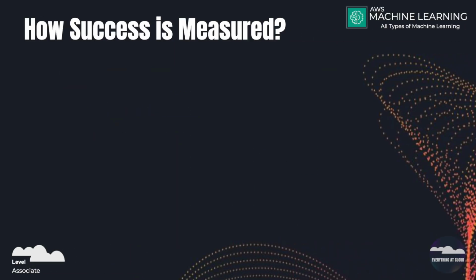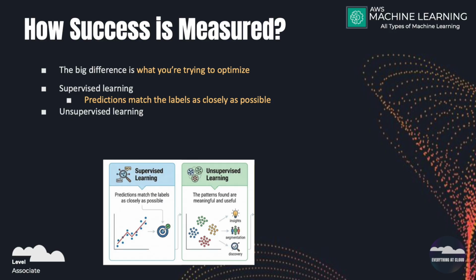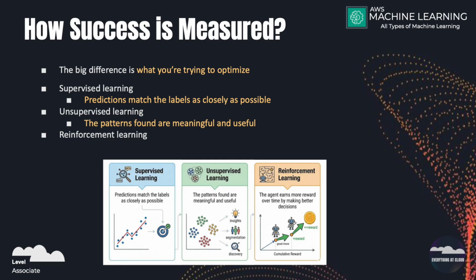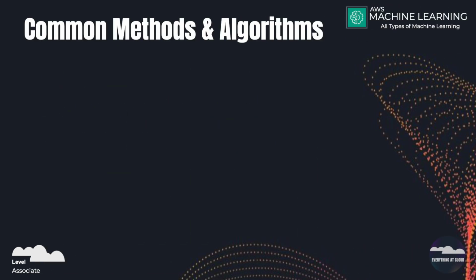Let's quickly compare how you even measure success across these three approaches. When you put them side by side, the big difference is what you're trying to optimize. Here's how success is typically measured. For example, in supervised learning, predictions match the labels as closely as possible. In unsupervised learning, the patterns found are meaningful and useful. And in reinforcement learning, the agent earns more reward over time by making better decisions. And once you know what you're optimizing for, the lists of common methods start to make a lot more sense.